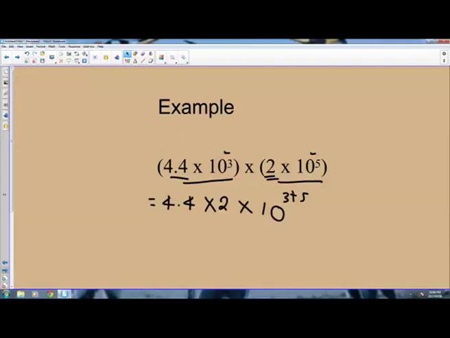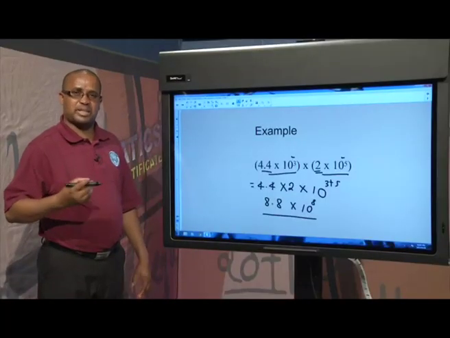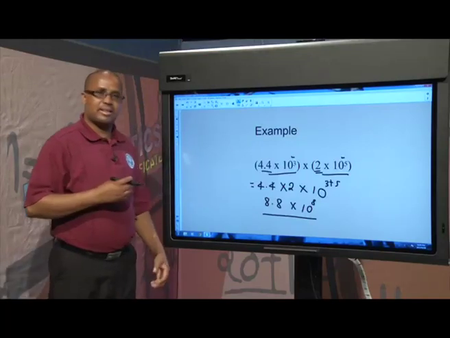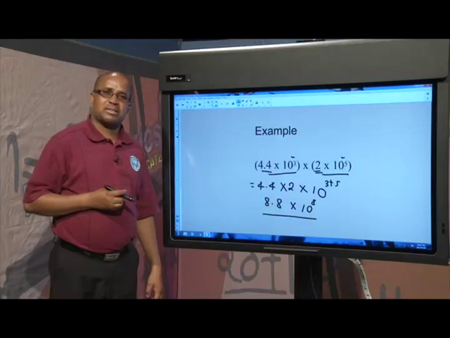4.4 times 2 is 8.8 times 10 to the power 8. It's 8.8 times 10 to the power 8. This is now in standard form. This is how we simplify numbers expressed in standard form. All you need to do is to group the numbers together and then add the powers of 10.